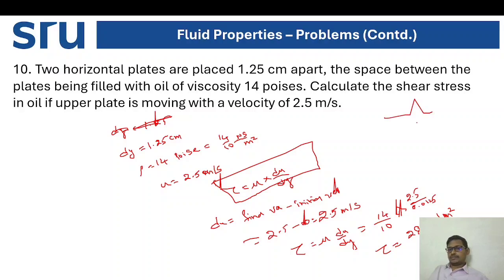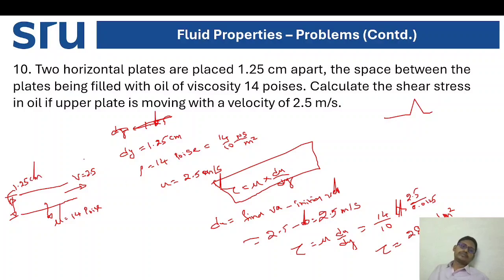If we are going with the diagram, velocity is 2.5 and mu is equal to 14 poise. Distance is 1.25 centimeters. That's the thing. As simple as that, we can solve it.